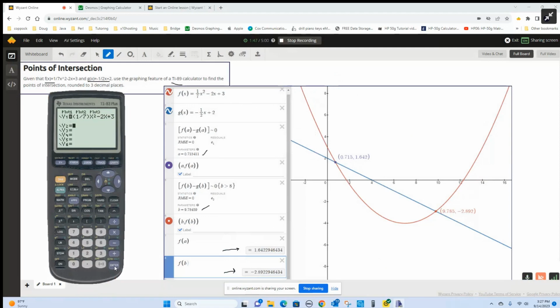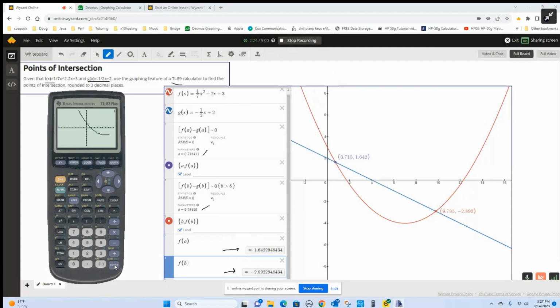Now we want to do -1/2 x, so I'll put a little minus sign on here, parentheses, 1 divided by 2, end of parentheses, x, and then a plus 2. Now I click the zoom button, which is going to bring you to the graph. I'm just going to use option number 1 and hope that the points of intersection appear.